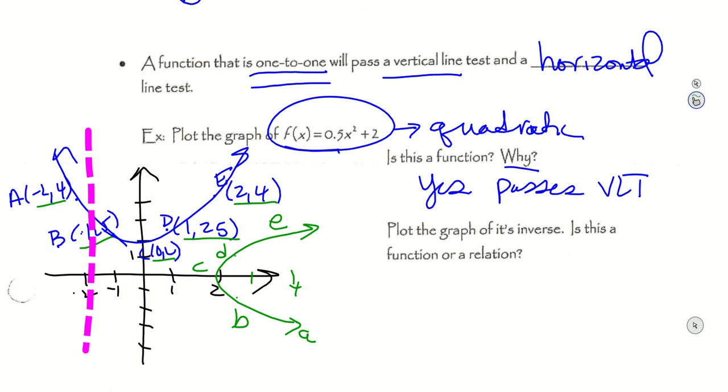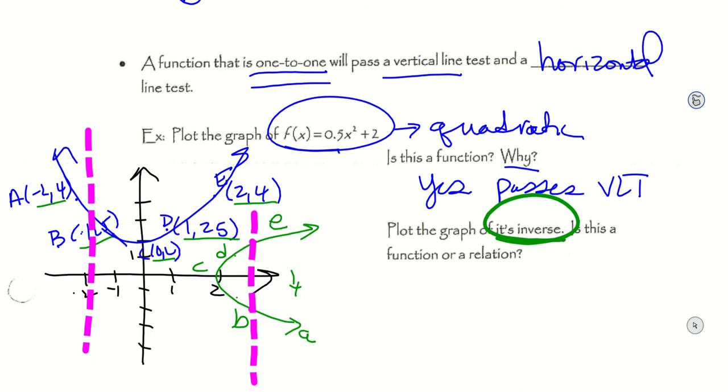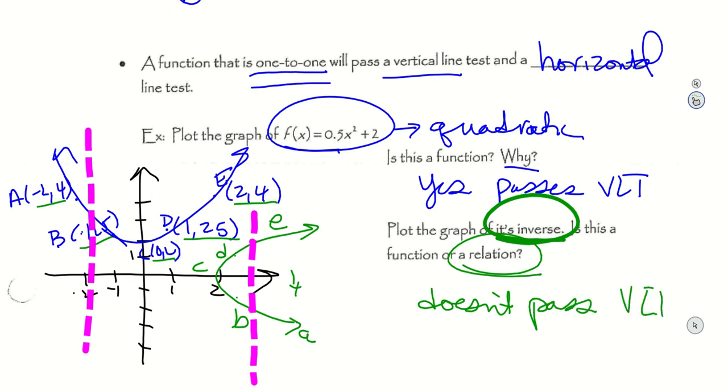When we plotted the graph of its inverse, right, was this a function or relation? Well, if we try to draw a vertical line here, it crosses that axis at 2 separate points. Right? So, is the inverse a function? Answer, it is a relation. It doesn't pass the vertical line test, and that would be the inverse doesn't pass.